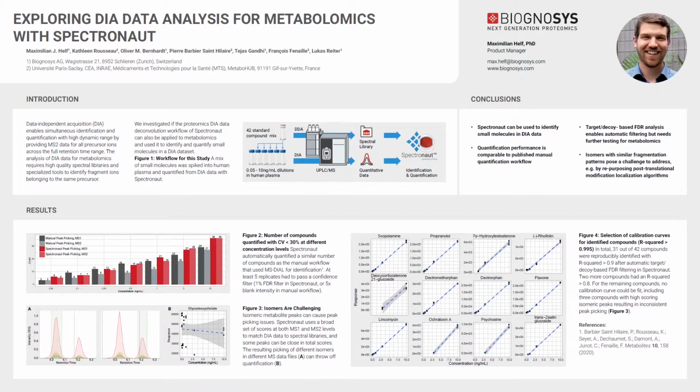In conclusion, we showed that Spectronaut can be successfully applied to a metabolomics dataset. The DIA deconvolution and quantification algorithms proved to be analyte agnostic, even though some adjustments may be necessary to reach its full potential for metabolomics.